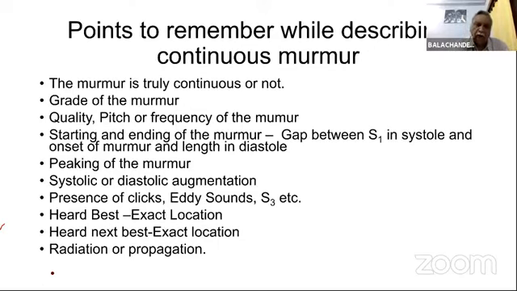This is repeatedly taught in all the centers, I know that, but we have to revise it again before the exam. One is, is the murmur truly continuous or not? What is the grade of the murmur? Continuous murmurs can be graded. Quality, pitch, or frequency of the murmur. What starts and what ends the murmur? Is there a gap between S2 and the onset of murmur, and the length in diastole? What is the peak of the murmur?